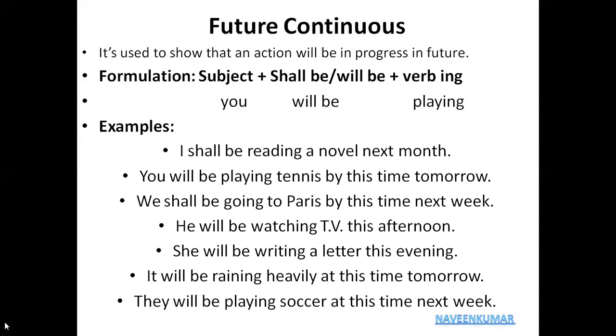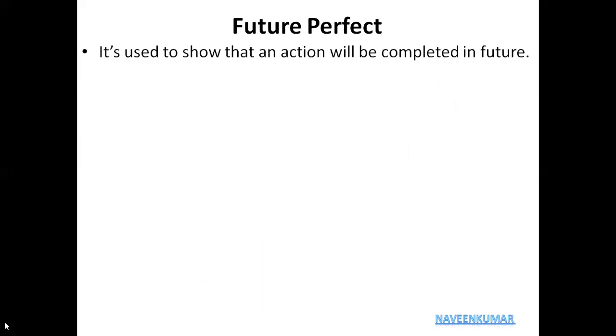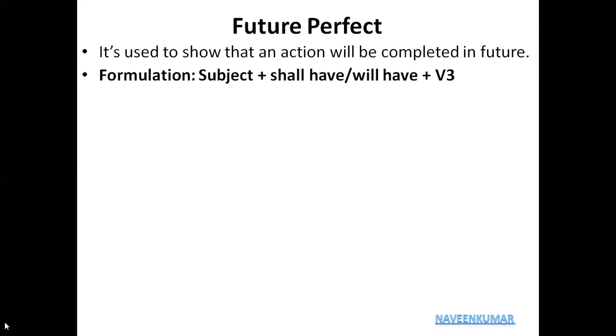So that's future continuous. Shall be or will be, and the verb will be in ing form. Next one, future perfect tense. When we use future perfect tense, it's used to show that an action will be completed in future. Action, it will get completed, but in future. Let's see the formulation. Subject plus shall have or will have, then V3 form of the verb, that is past participle form of the verb. As I said, in all the perfect tenses, the verb will be in V3 form or past participle form.